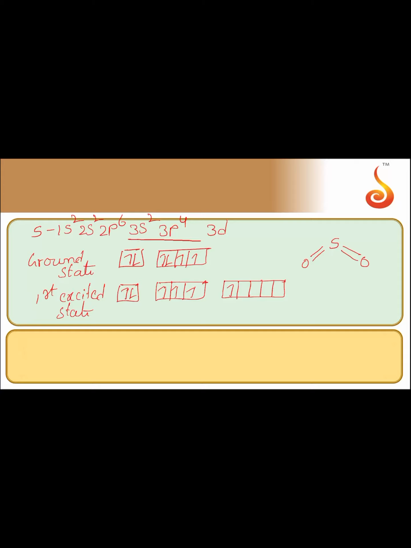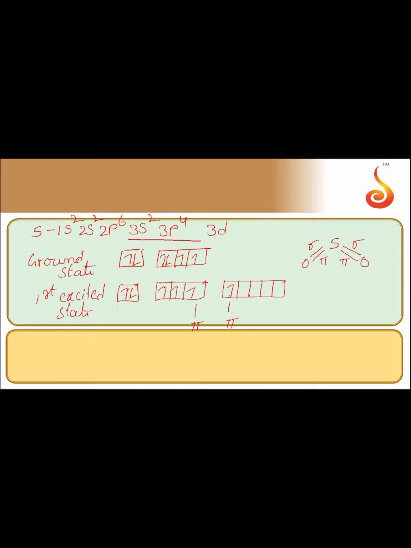And one more important point here: a double bond means 1 sigma and 1 pi bond. Pi bonds should not be considered in hybridization. So for example, if these two electrons are forming the pi bonds, we should not take these two orbitals into the hybridization. We should only consider the orbitals which are forming the sigma bonds.